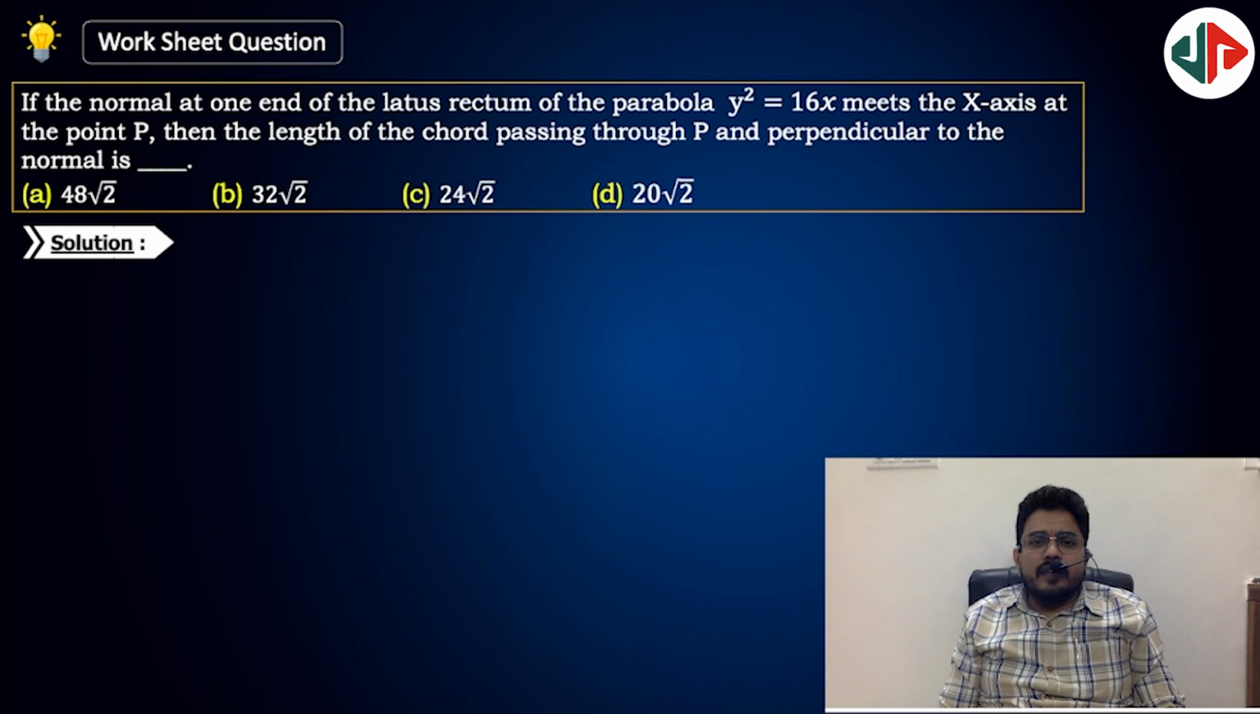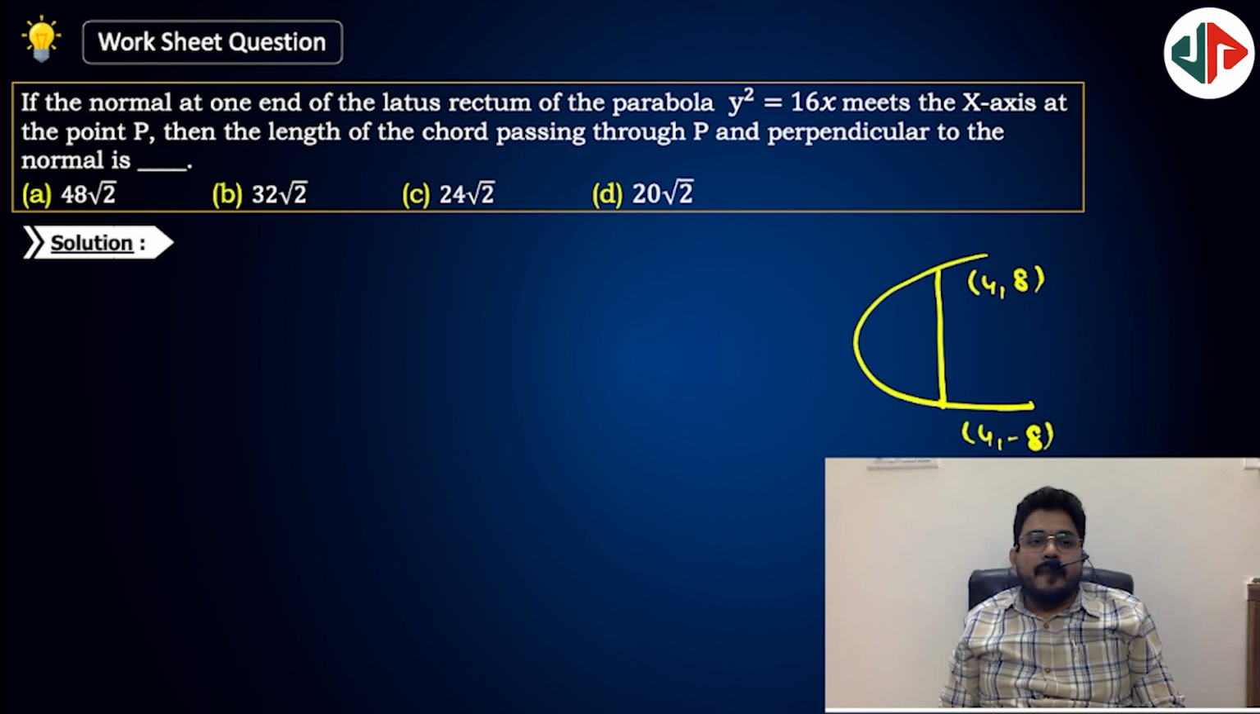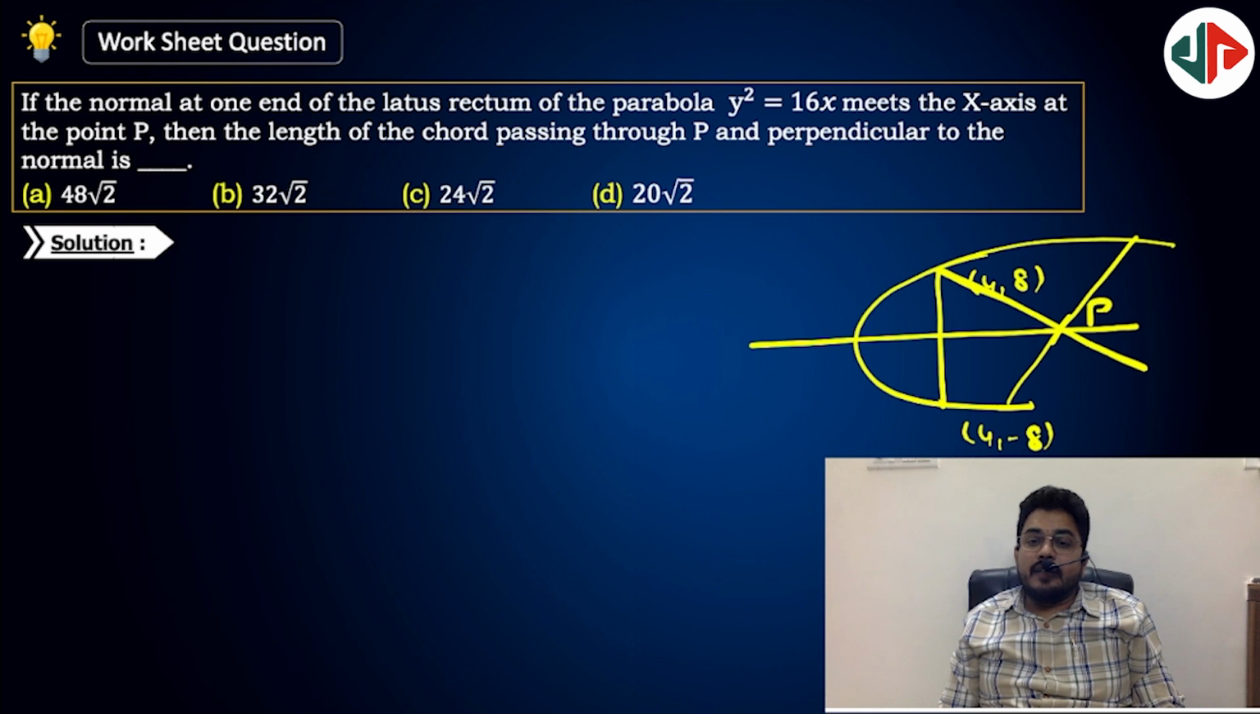If the normal at one end of the latus rectum, y square is equal to 16x. So, latus rectum is 4 comma 8 and 4 comma minus 8. If normal at one end of the latus rectum meets the x-axis at the point P, they are asking the length of the chord passing through P and perpendicular to the normal. What is the answer?